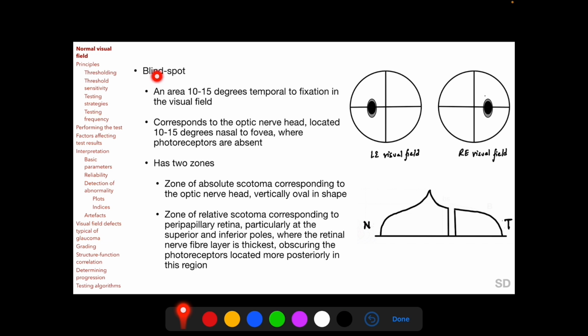The blind spot is an area 10 to 15 degrees temporal to fixation in the visual field, and it corresponds to the optic nerve head located 10 to 15 degrees nasal to fovea where photoreceptors are absent.